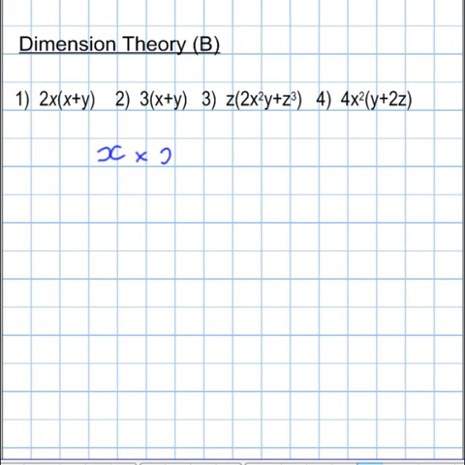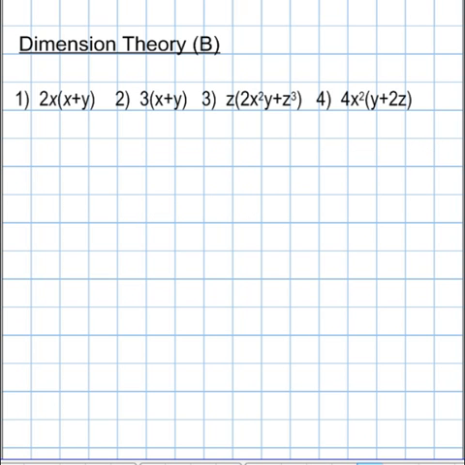x times x is x squared. 2x times x is 2x squared. The power of x is still squared. Now if I had x squared, for instance, times x, I'd get x cubed. Right, why is that important? Well, you'll see in a moment.